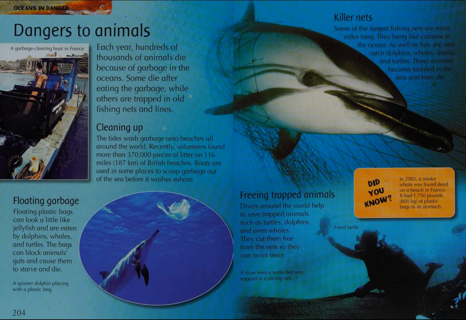Floating garbage. Floating plastic bags can look a little like jellyfish and are eaten by dolphins, whales, and turtles. The bags can block animals' guts and cause them to starve and die. A spinner dolphin playing with a plastic bag. Killer nets. Some of the largest fishing nets are many miles long. They hang like curtains in the ocean. As well as fish, the nets catch dolphins, whales, sharks, and turtles. These animals become tangled in the nets and may die.